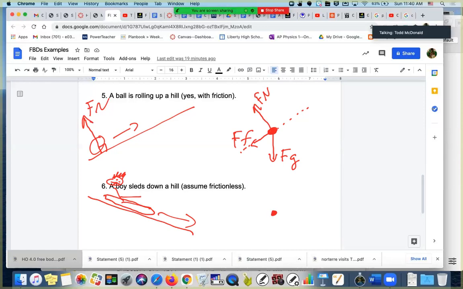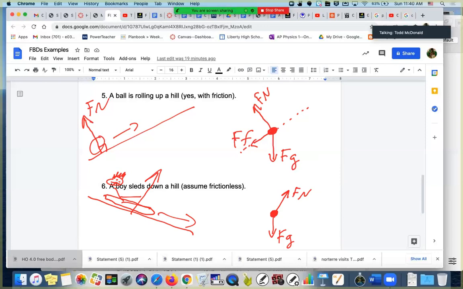To represent, again, the person in the sled, force of gravity is straight down, right? Do we have a normal force? Absolutely. The surface is going to be pushing upward in that direction. So we're going to angle it this way. Normal force pushing upward. Guess what? That's it. There's no friction and therefore there's nothing opposing the motion.